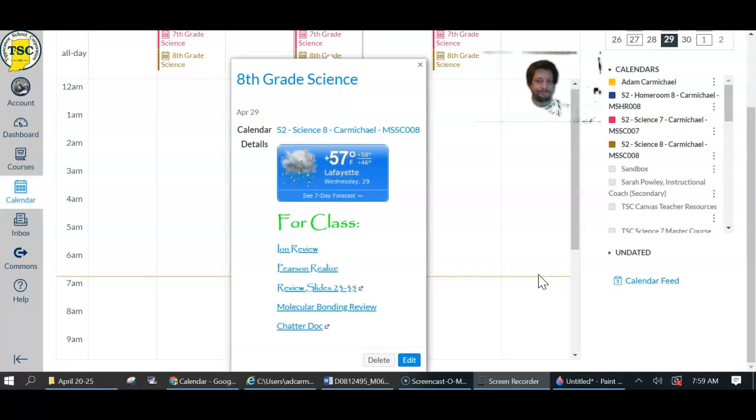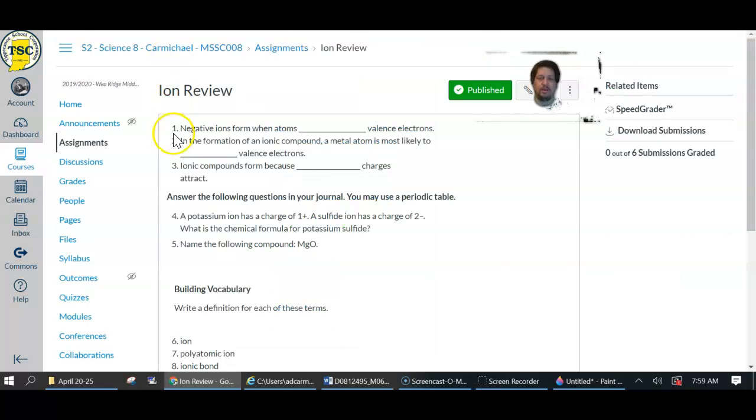For today, we're going to work on ion review. We've been talking a lot about ions, charged particles. Ion review looks something like this screen here. So just review what we went over the last several class periods. Negative ions form when atoms do what with valence electrons? Well, a negative ion happens when there's more electrons than protons. So negative ions form when atoms gain valence electrons. Those would be all nonmetals. To do this, there's this little submit button you should see in this area here. Click on it, write down the answers, done.